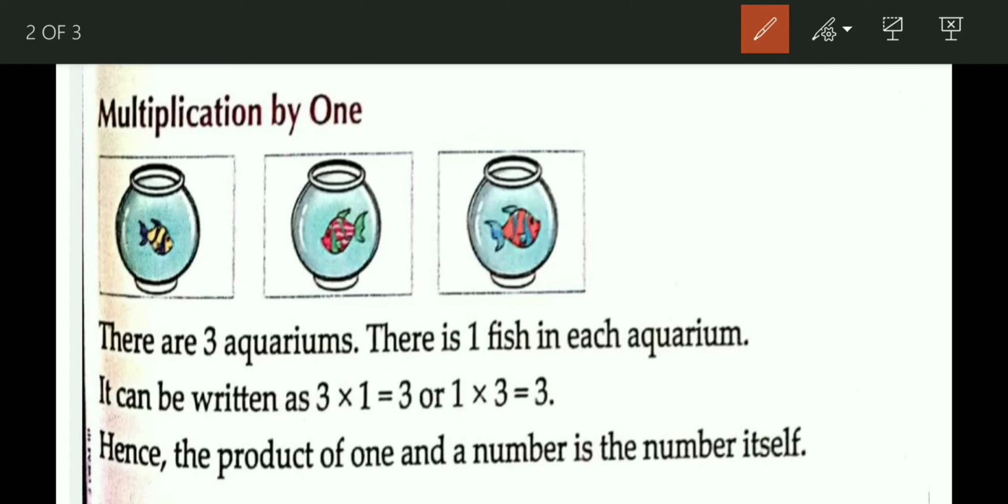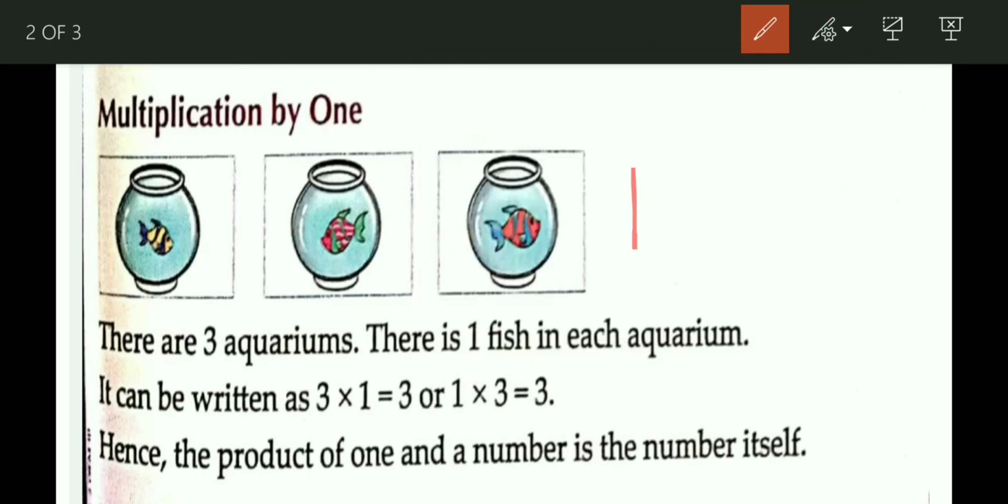So the second property is multiplication by 1. There are 3 aquariums and there is 1 fish in each aquarium. Do you see these aquariums here? These fish bowls here? These are aquariums, and in each aquarium there is one fish each. Yes or no? So how will you write this? You will write, remember that addition method? How will you write? 1 plus 1 plus 1. Yes or no?